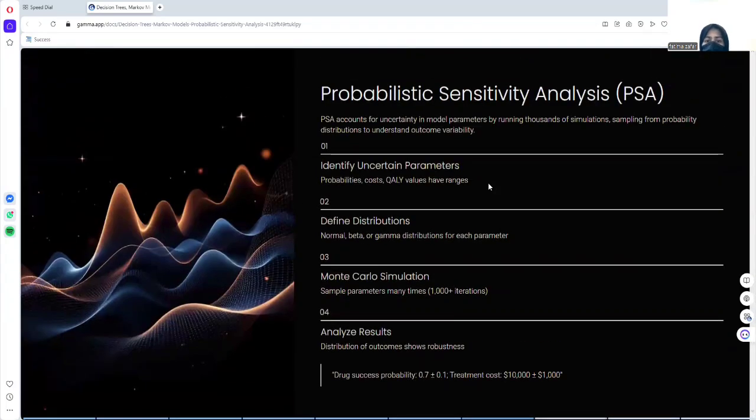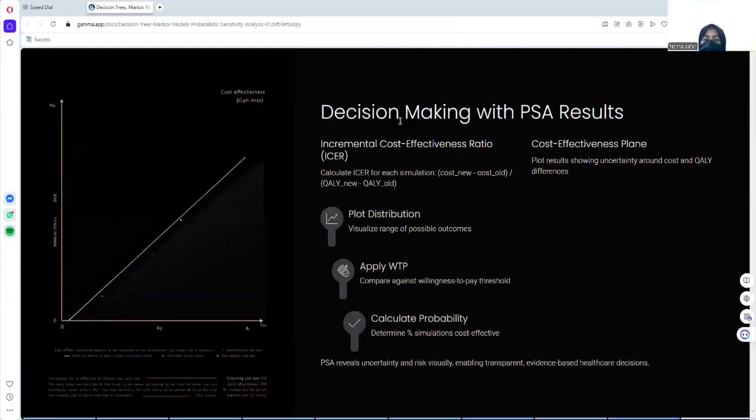So this is about PSA, probabilistic sensitivity analysis, that accounts for uncertainty in the model parameters by running thousands of simulations sampling from probability distributions to understand the outcome variability. After that, we have decision making with PSA. The results are the incremental cost effectiveness ratio. We calculate ICER for each simulation, and we already know about that formula. And the cost-effectiveness plane, that is, plot the results showing uncertainty around cost and QALY differences.